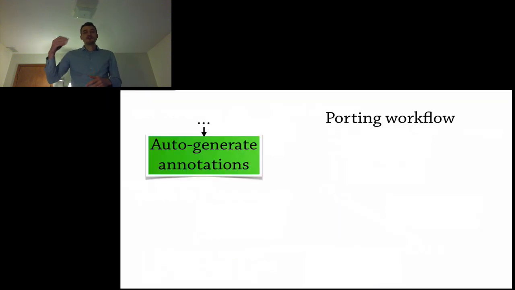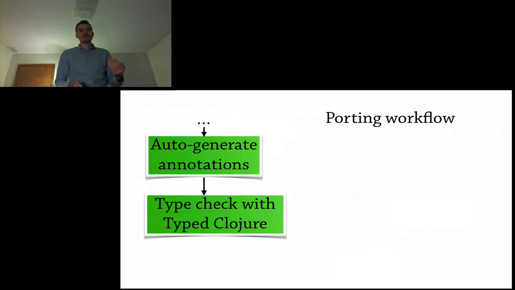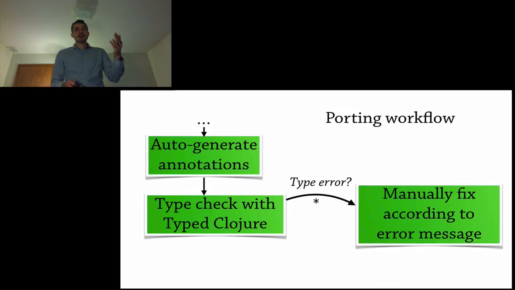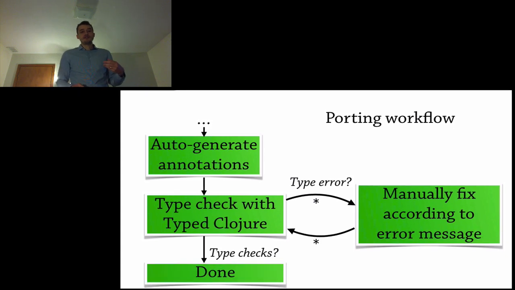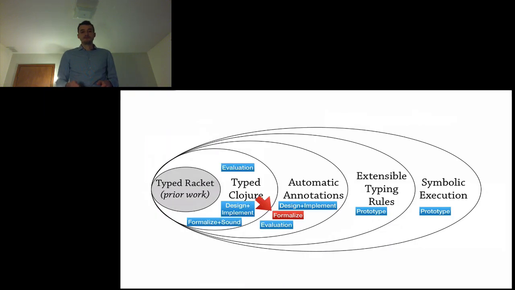And this tool is actually the first part of a porting workflow. The idea is that you first generate your annotations, and then you immediately try to type check those annotations with Typed Clojure. And if there's a type error, you manually fix it until you actually type check your program. And once you're done, you should be able to get some meaningful invariants about your program, because Typed Clojure is a sound system, and you don't necessarily have all the same annotation burden that you would have had without the tool.